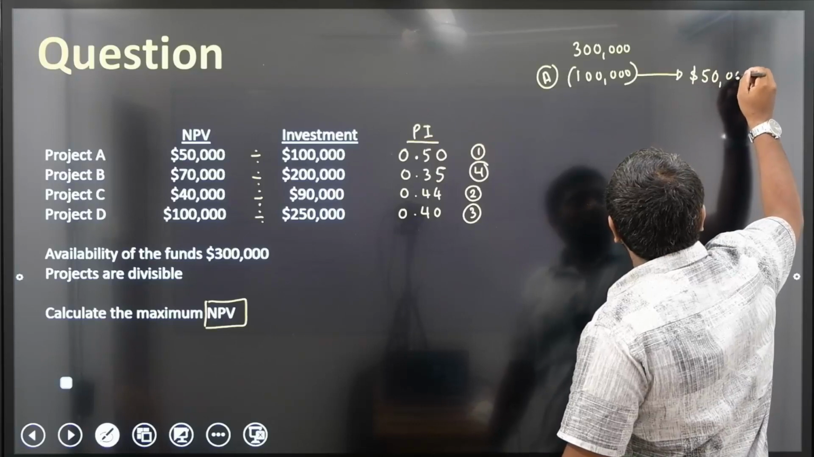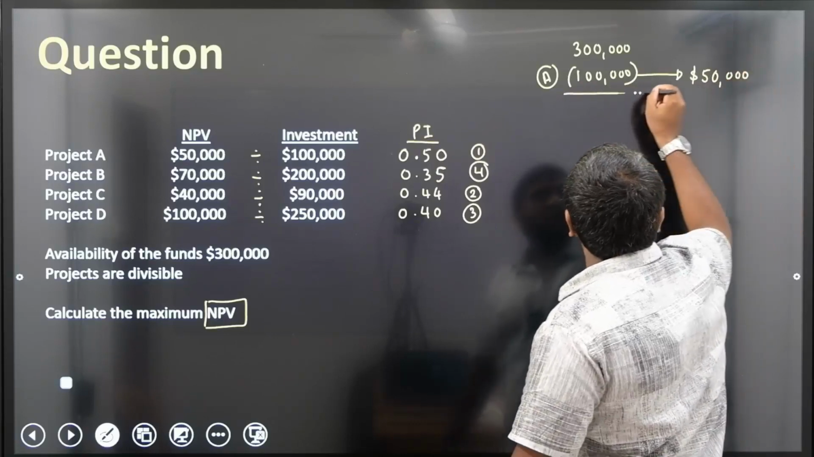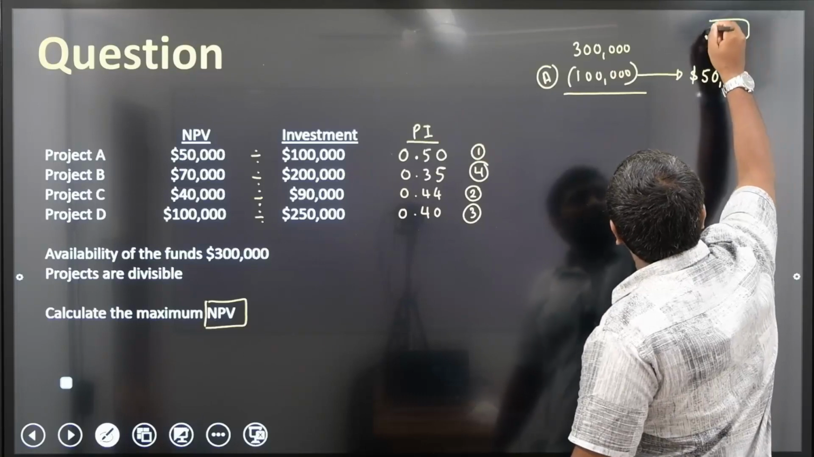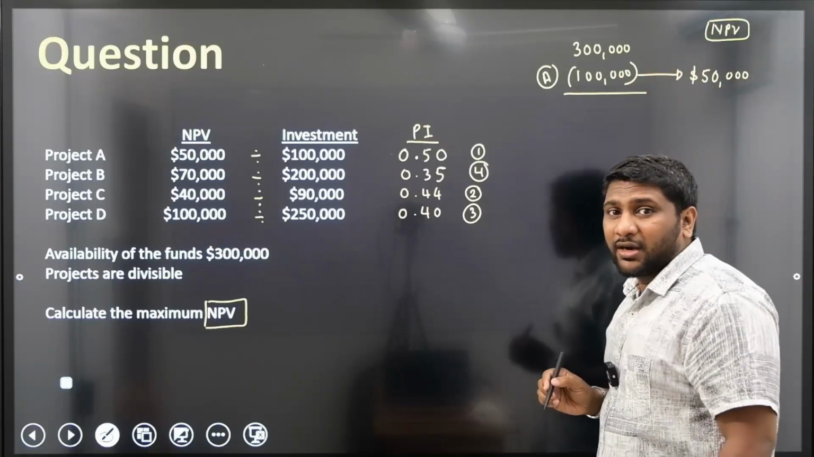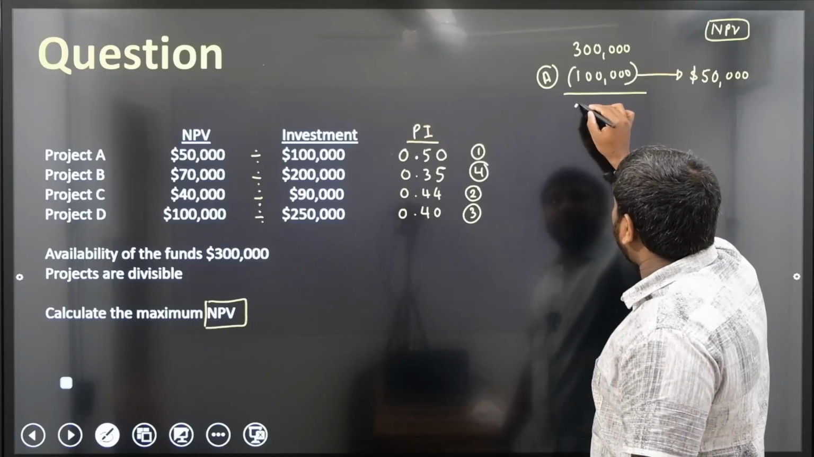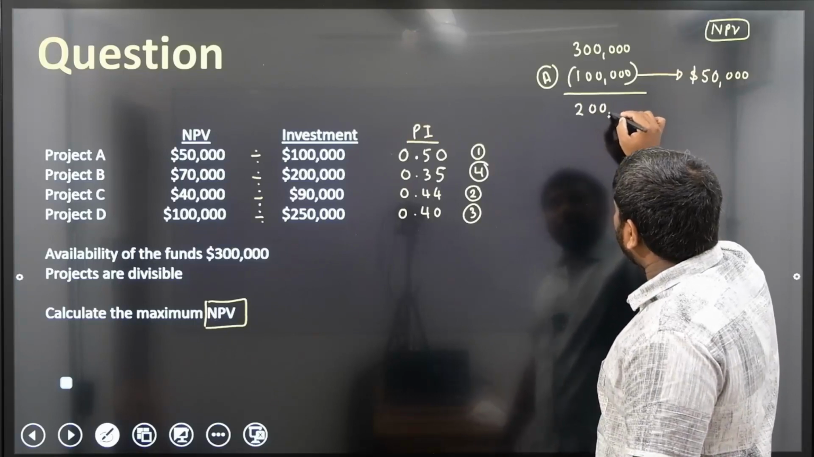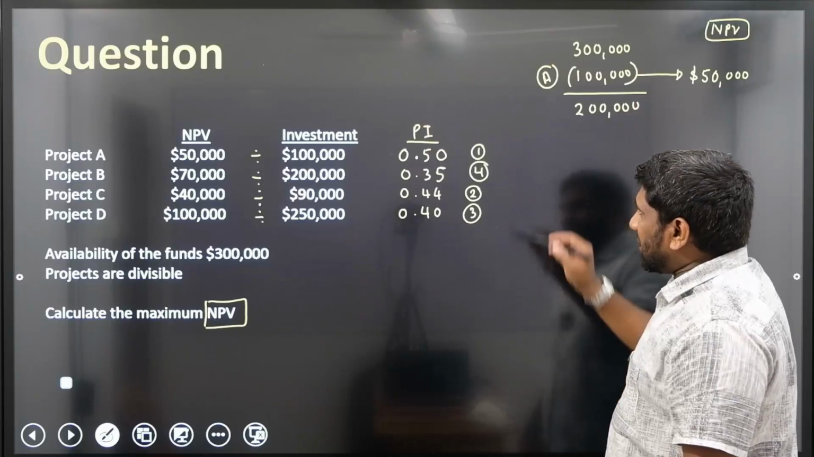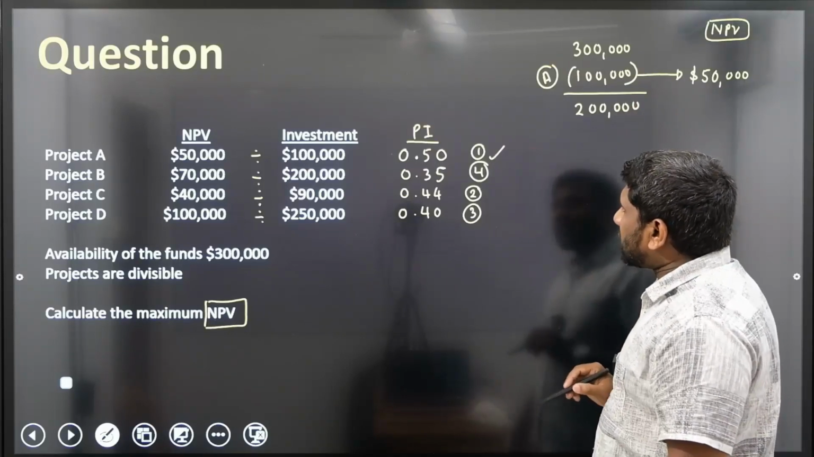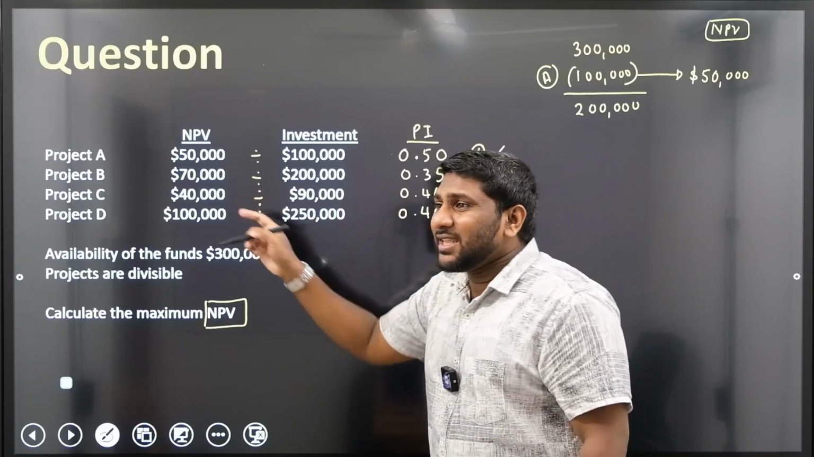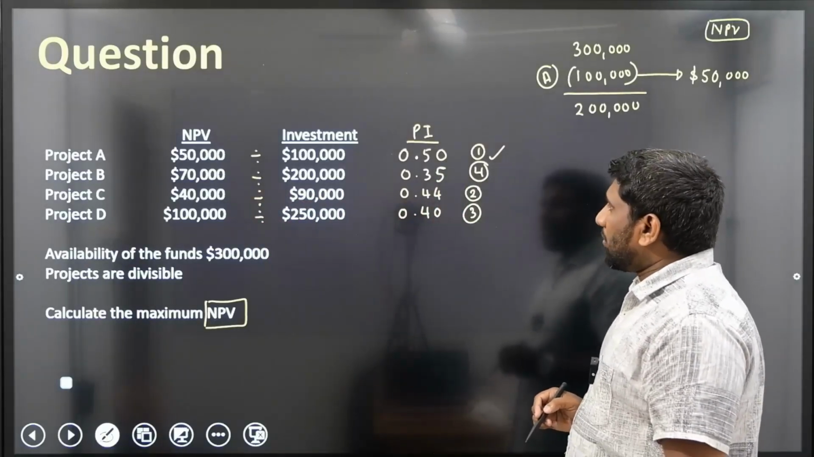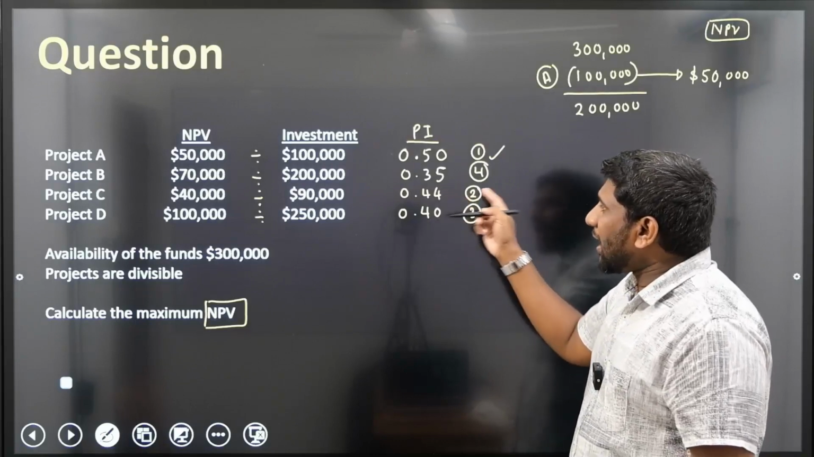Good. Then out of the 300,000 money that I have, 100,000 is already invested. The balance is how much? Only 200,000. Now I am going to the second project. This project is done. Next one, I will go to the project C. Okay. Project C, it is the rank 2.